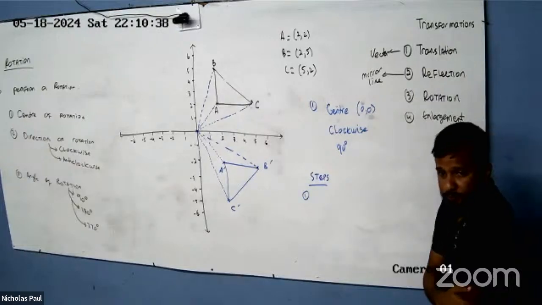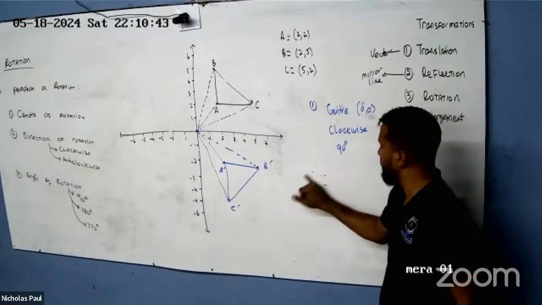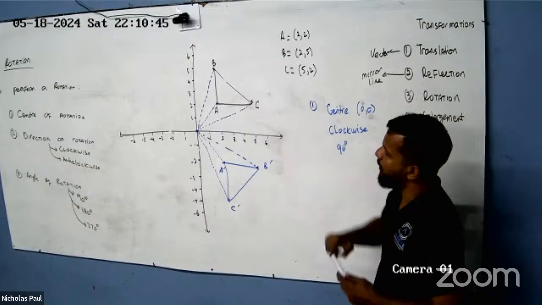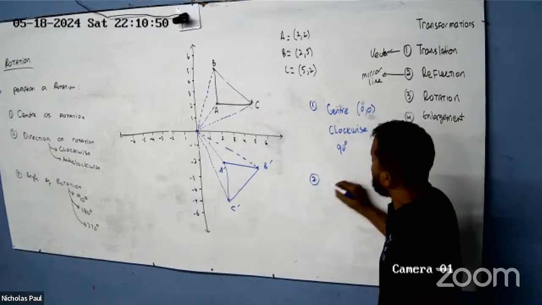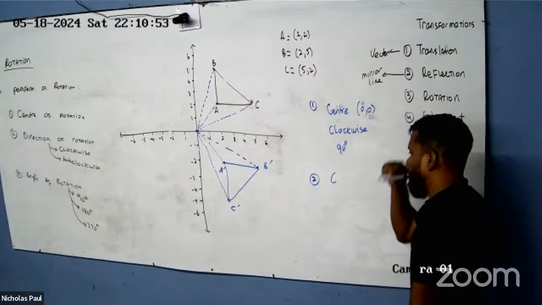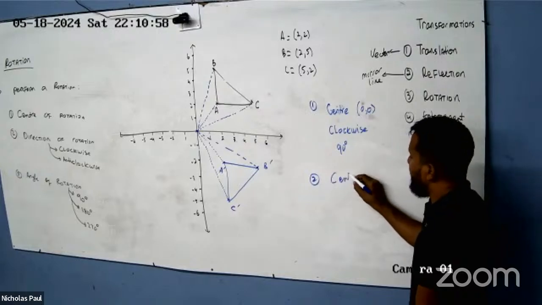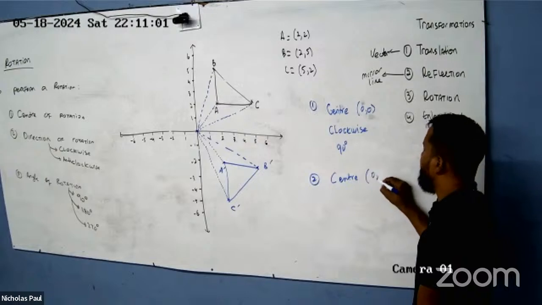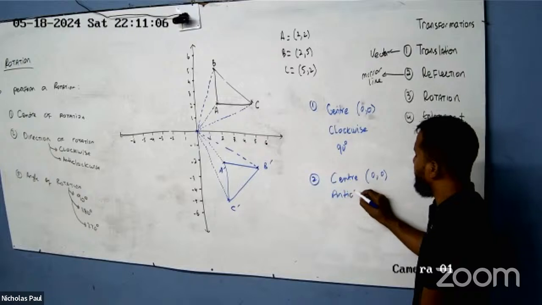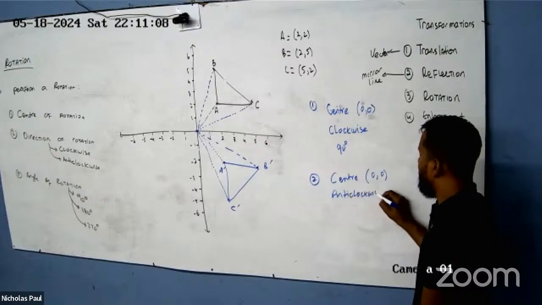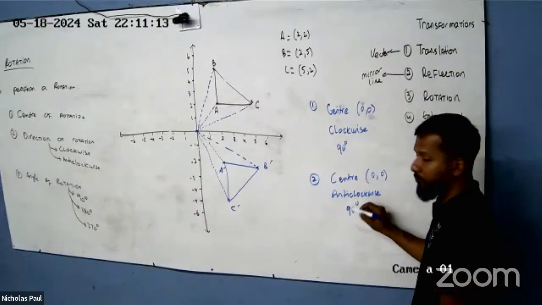Last time, the next one I want you to do for me, same thing. Same triangle, ABC. Center 0, 0, but instead go anti-clockwise.